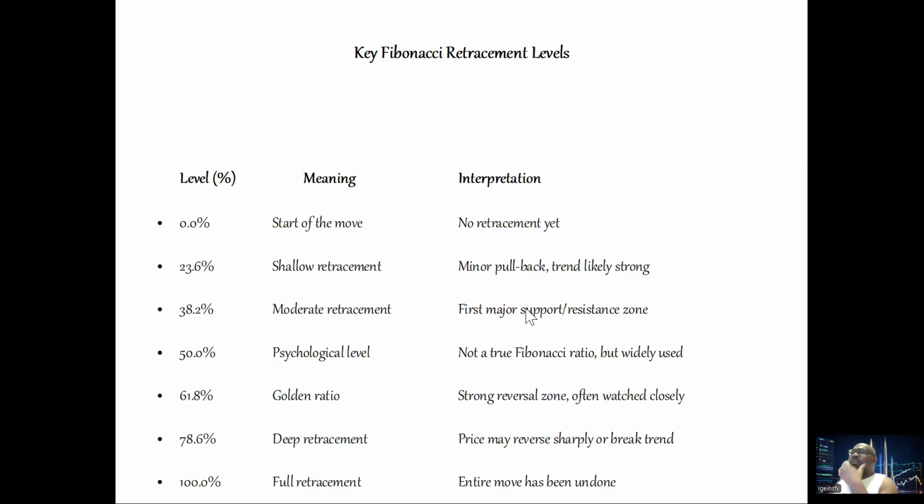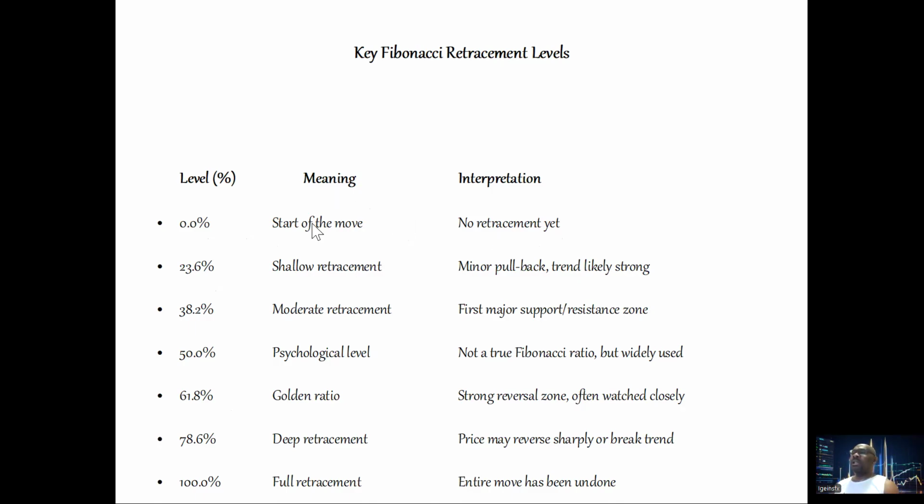Once it moves from 100% to 0%, where you plot it, that place, that 0.0, means it's the start of the move. All right, that is a resistance level. It's the start of the move. Now, the interpretation is that there is no retracement yet at that level. Once the price is at that level, there is no retracement yet.